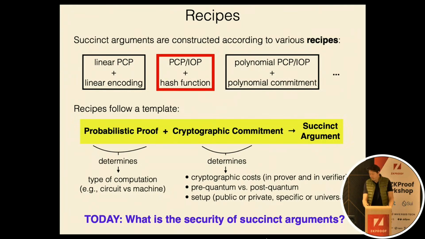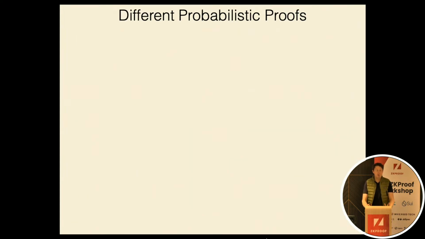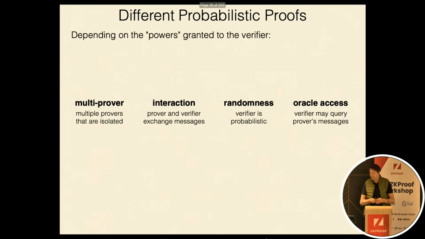So before we get to how we build them, the main difference is different types of probabilistic proofs, okay? I like to use this term probabilistic proof. So here are four notions of round complexity. Interaction: can you go back and forth, can you talk across multiple rounds? Of course, randomness.